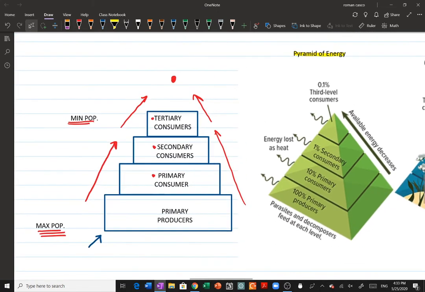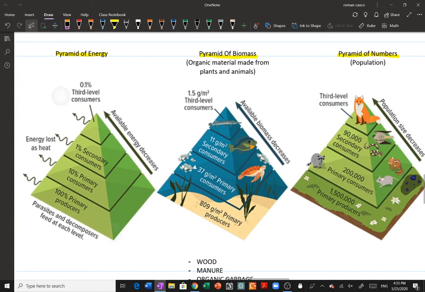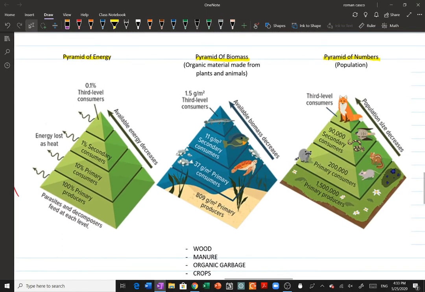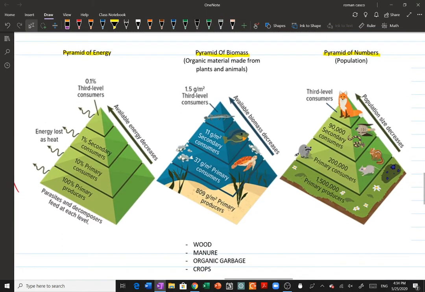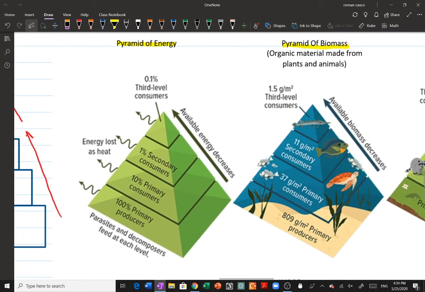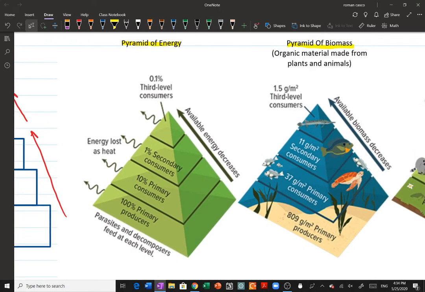So there's three different kinds of pyramids that we're going to talk about here. And the first one that I'm going to talk about is a pyramid of energy. And the pyramid of energy is exactly what it's referring to, right? It's showing how energy is passing as you go from trophic level to trophic level. And it starts with primary producers.